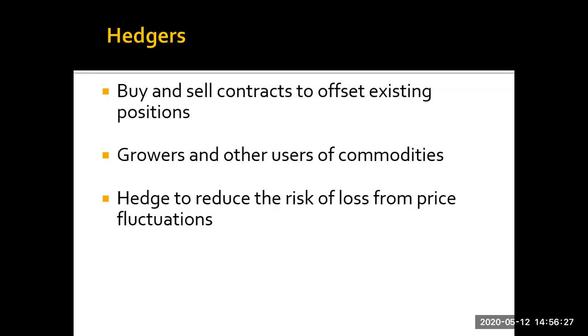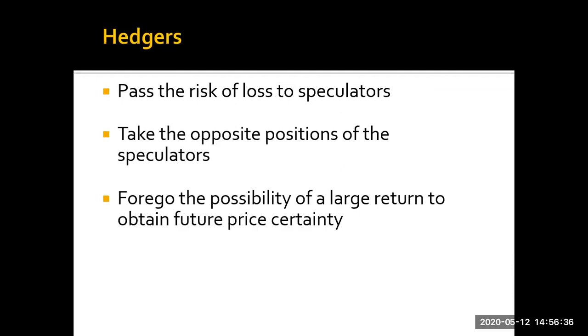Now, on the other hand, if corn were to shoot way up and go up to $20 a bushel, you could still only sell it for $5. So you've locked yourself out of some really, really big gains, but by hedging, you've made sure that you could at least stay in business. So you're passing that risk on to somebody else. You're passing it on to speculators who are buying and selling these futures contracts. So you take a look at that last bullet point, you're foregoing the possibility of a large return for price certainty, right? You're taking the sure thing.